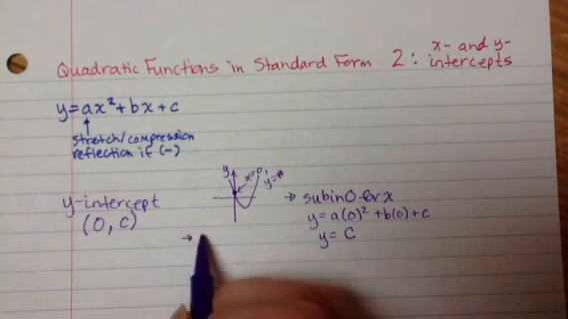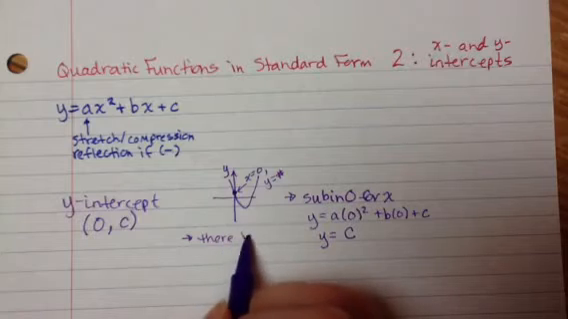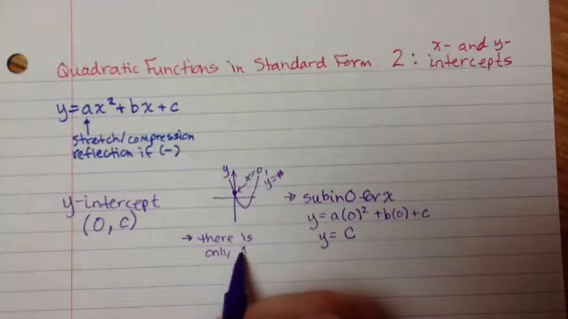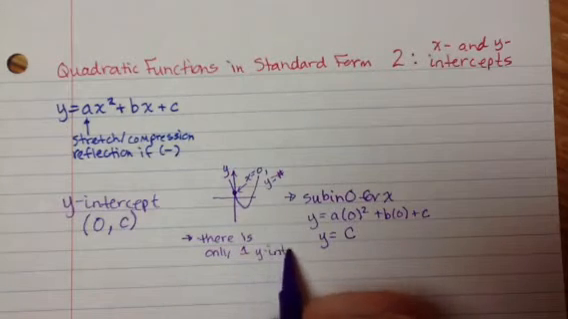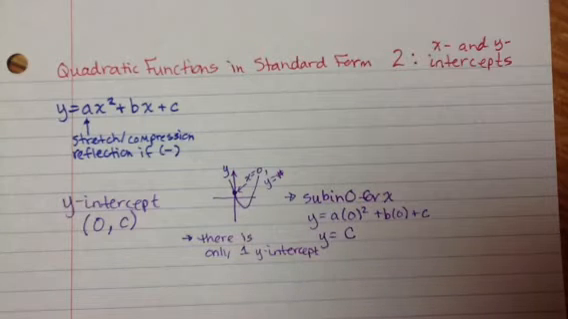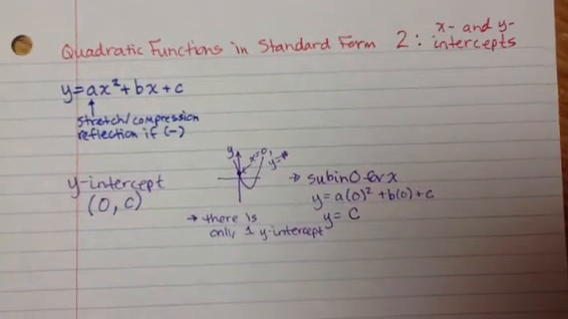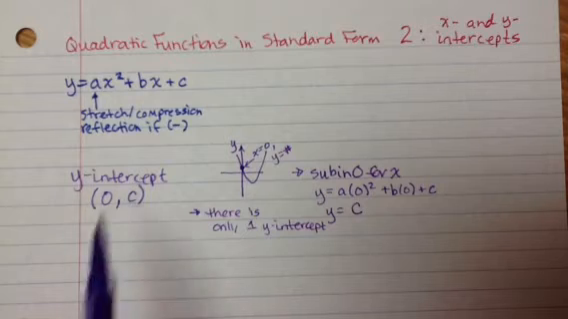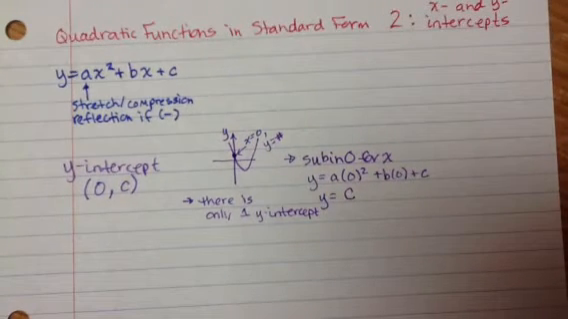And you might also write down there is only one y-intercept. Please note that your y-intercept needs to be given in ordered pair form, 0, c.